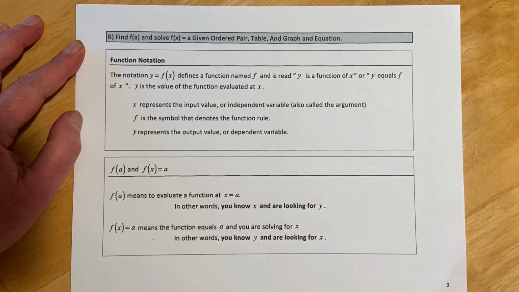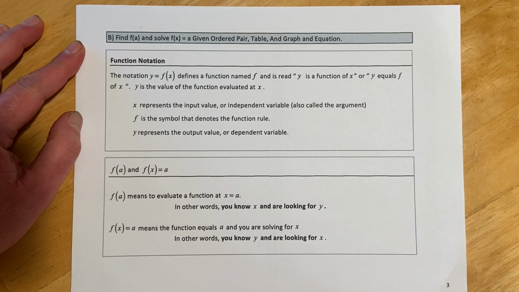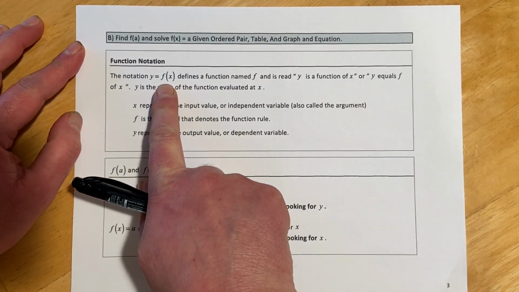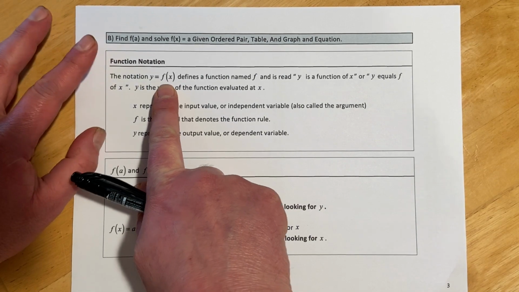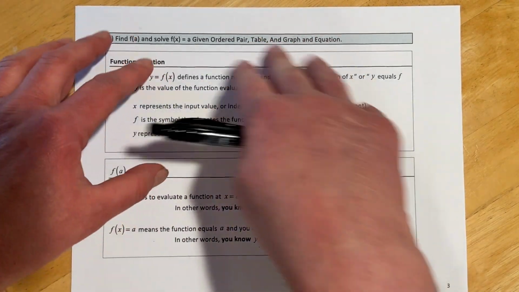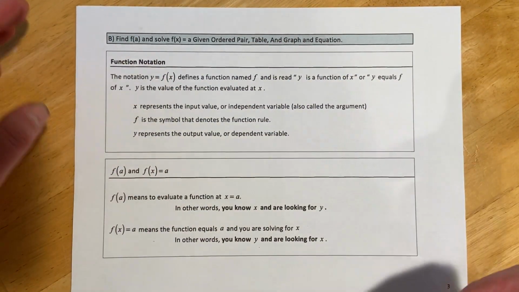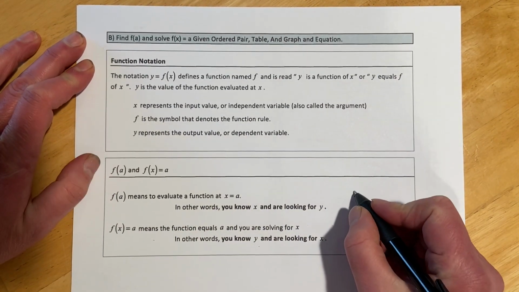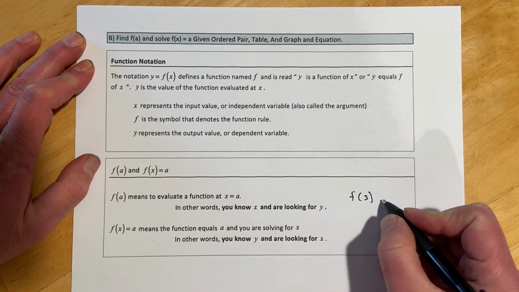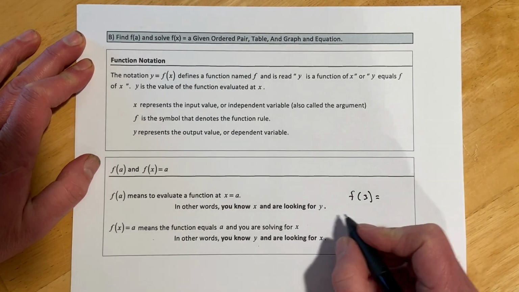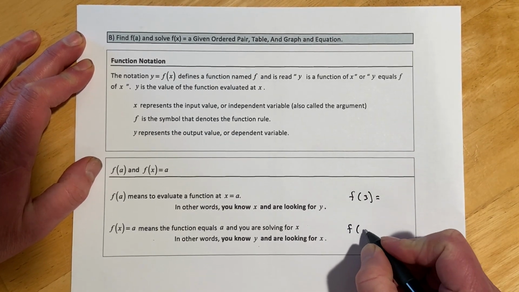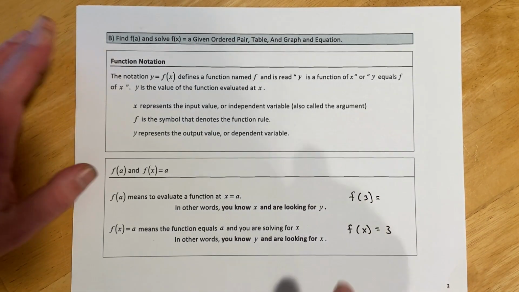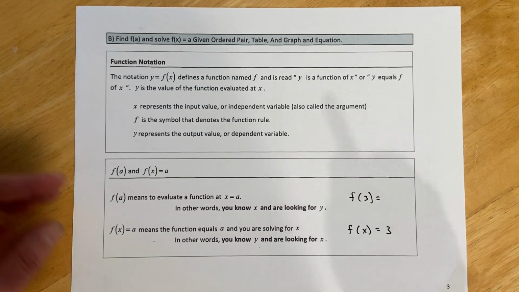In this video we're going to look at an introduction to function notation, the f of x that you might have some memories of running into before. We're going to look at two distinct things in a few different ways. We're going to have problems where we have f of some number, like 3, for instance, and other problems where we have f of something equals a number.